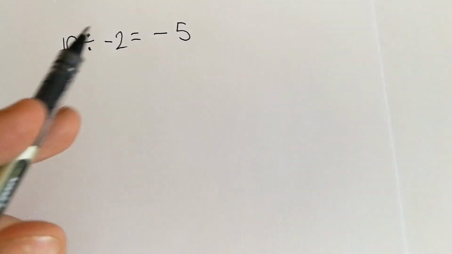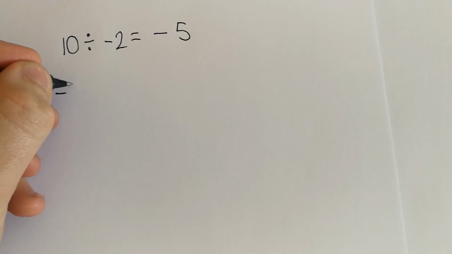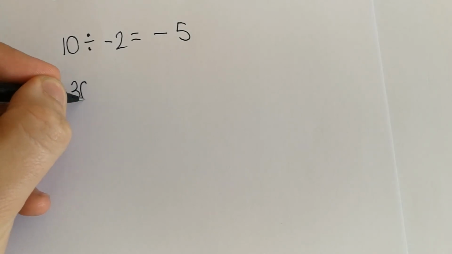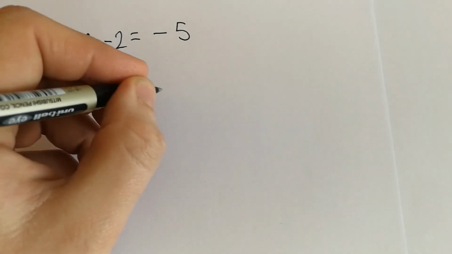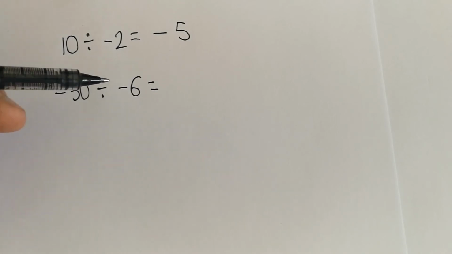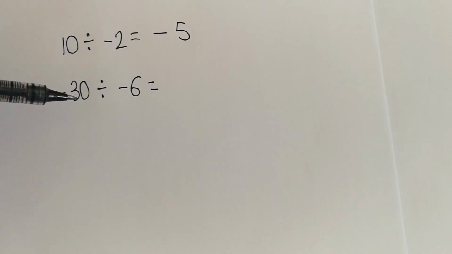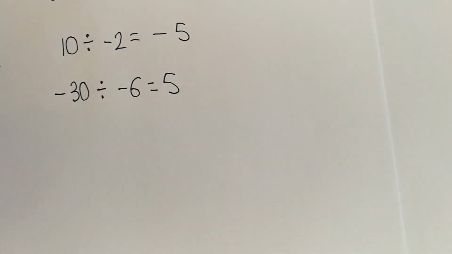Let's do one last example. Let's go for minus 30 divided by minus 6. Well, we've got a minus and a minus, which is a plus. So then we just ignore the negatives and we go 30 divided by 6 is 5.